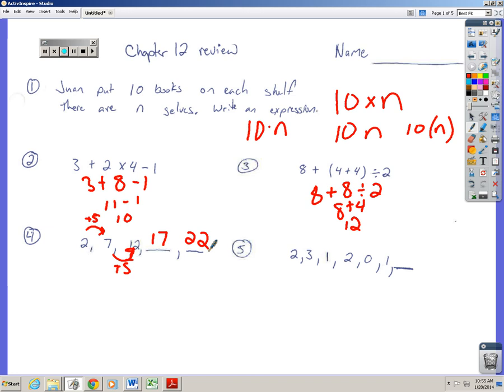Number 5, continuing the pattern, we're going 2 to 3, plus 1. From 3 to 1 is minus 2, plus 1, minus 2, plus 1. So to get here, we're going to minus 2. 1 minus 2 gives us a negative 1.